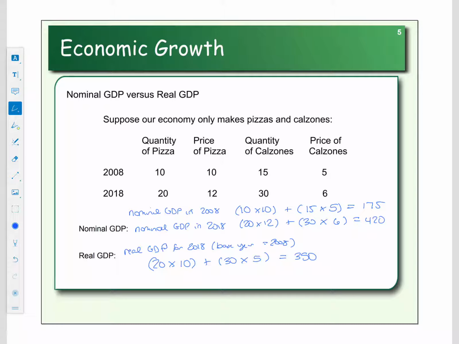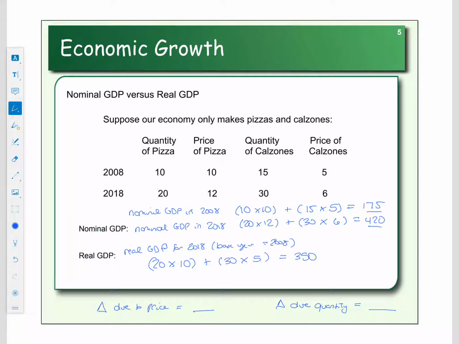So what this shows us is that we can find the change due to price, and we can find the change due to quantity. Now you can see I've written a little triangle there, and this is a mathematical symbol called delta, and it just means change. So we can look at the change in nominal GDP from 175 to 420. How much of that was due to price? How much of that was due to quantity?